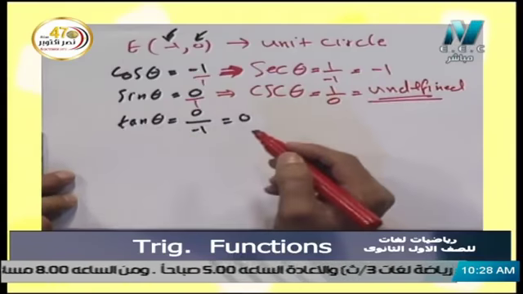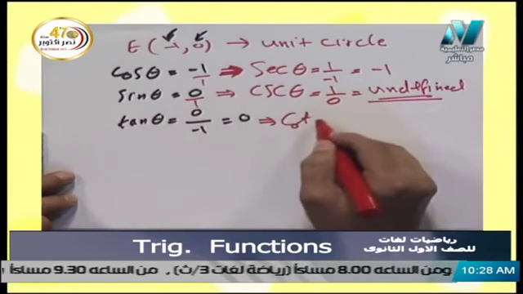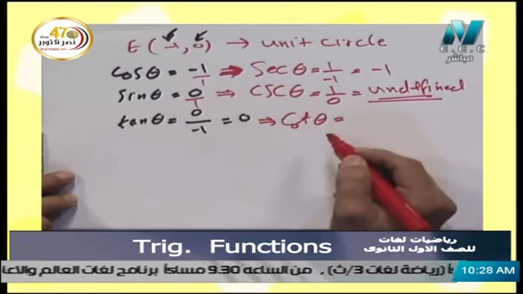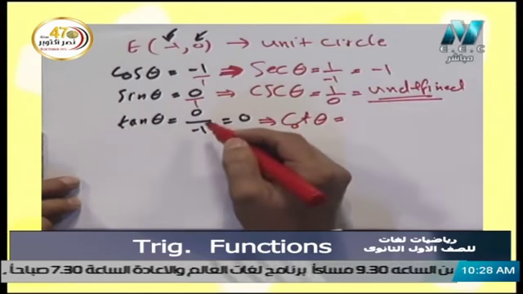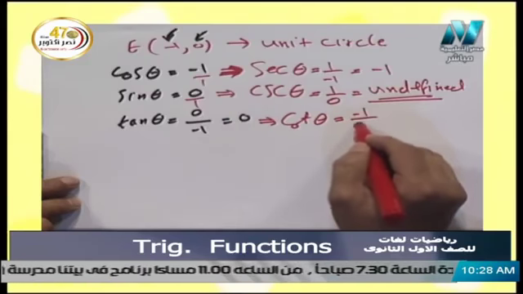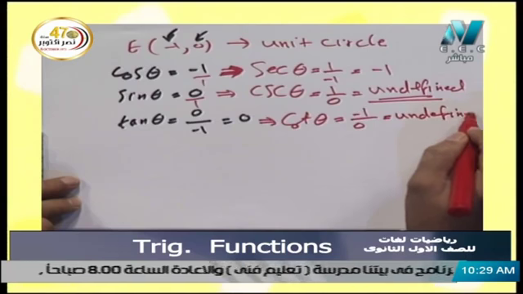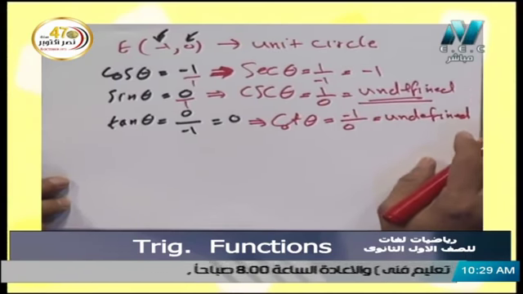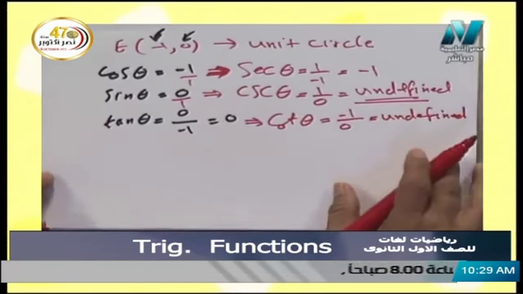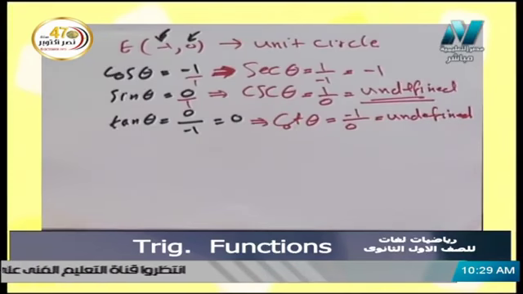What about tan? The reciprocal of tan is cotan theta, and cotan theta is the reciprocal of 0 over negative 1, so it's negative 1 over 0, and also undefined. Okay. Let's move to another point.